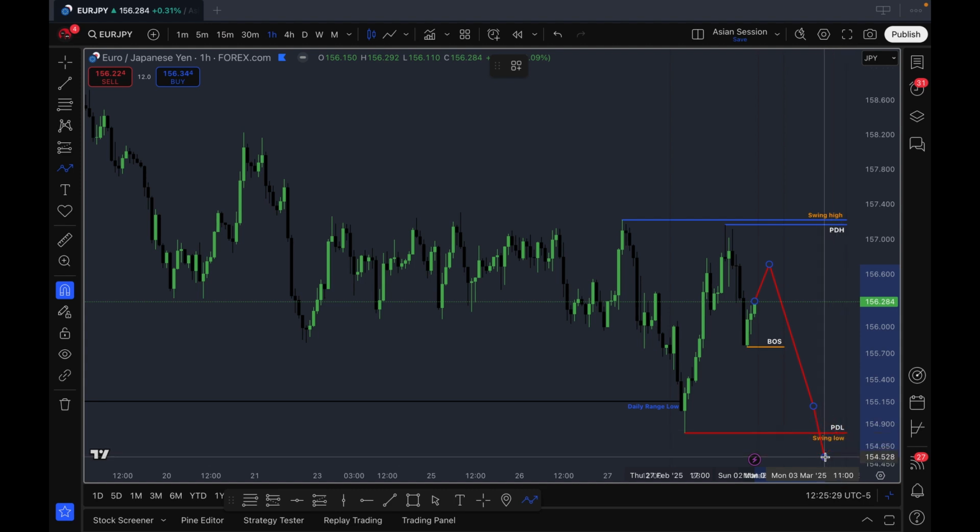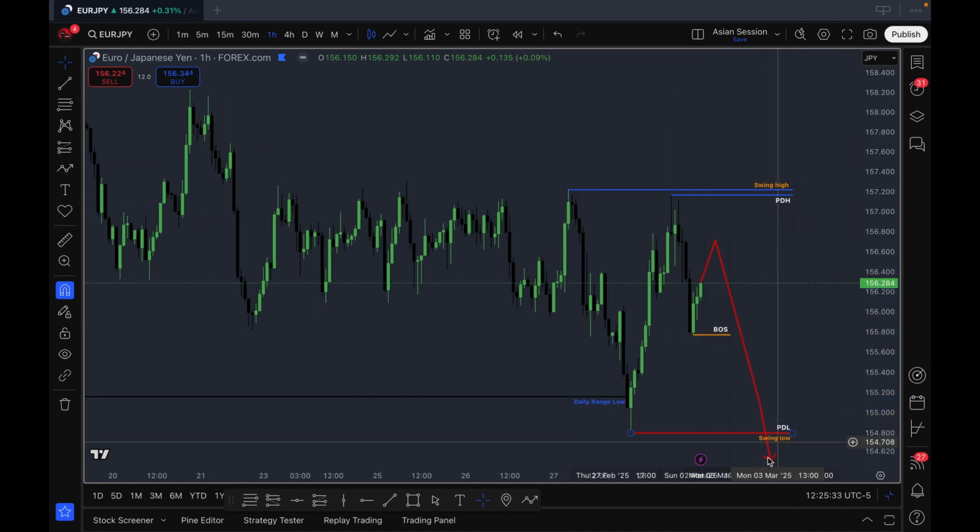And once it breaks past that, you can either wait for a retest into the swing low and then go back in, or you can just let it play out. But I'm gonna be in this market for sells.